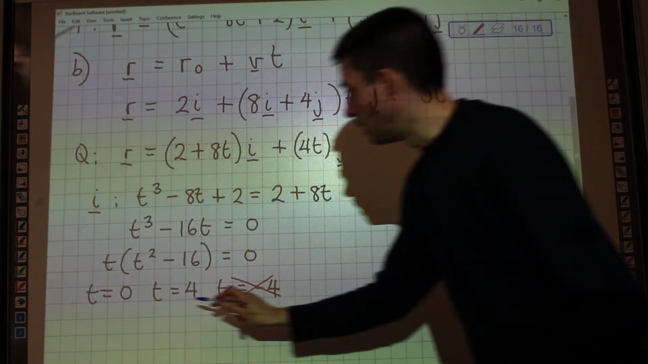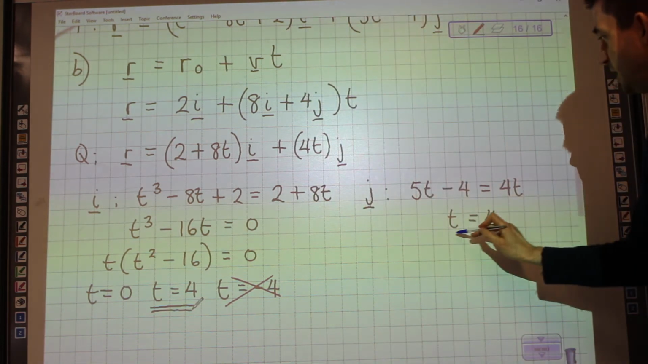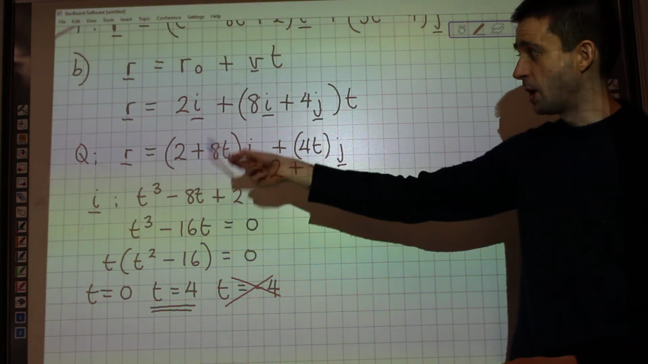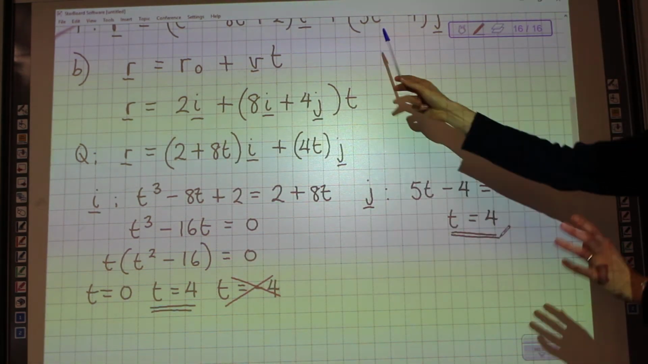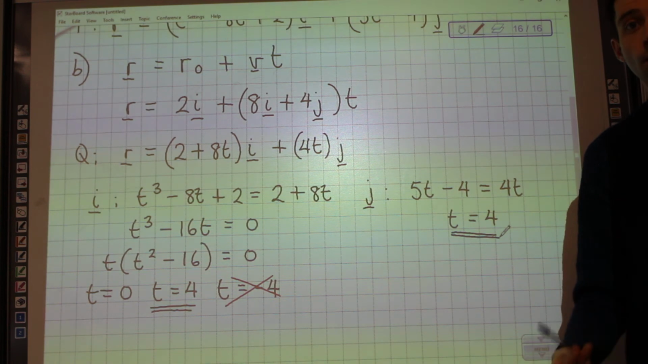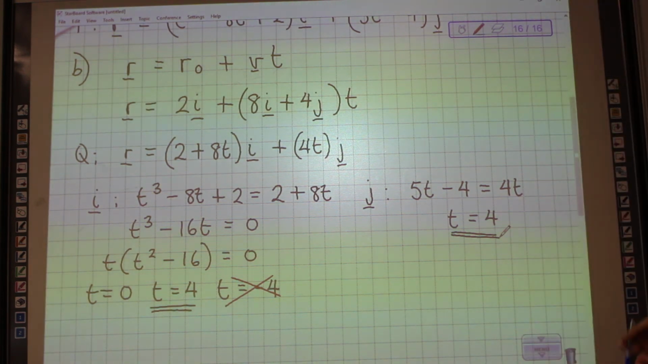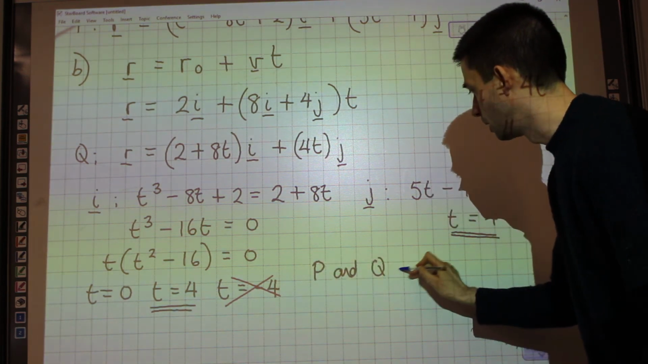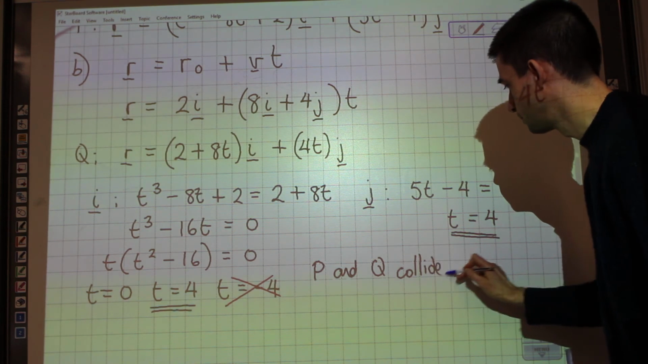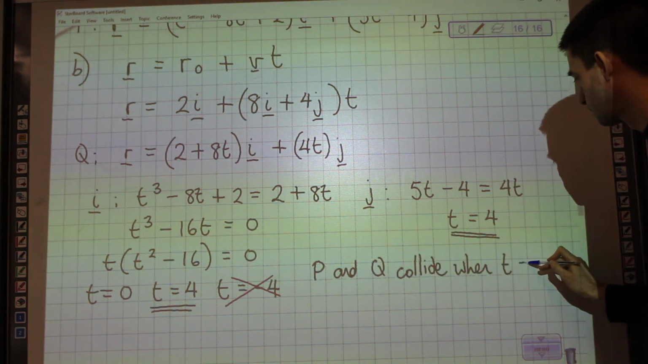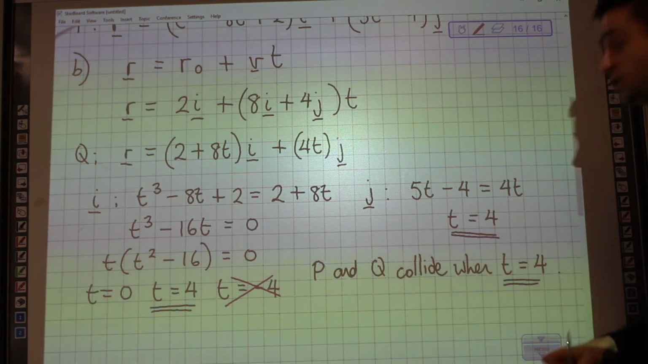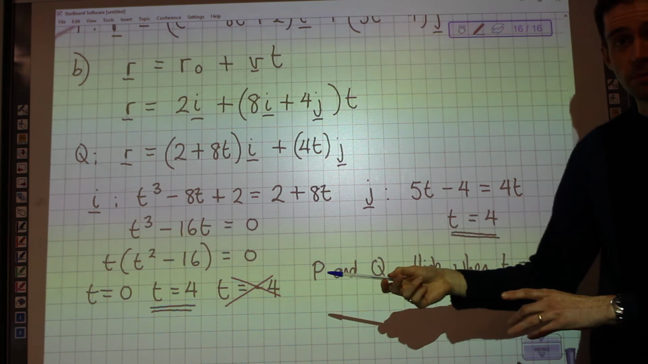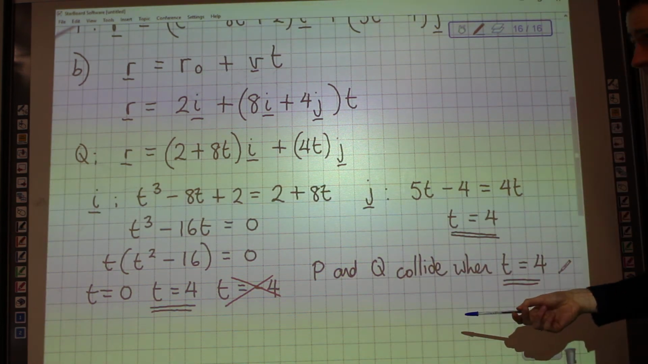So I've got a value of t that's consistent, that shows me that when t equals 4, p and q will have the same i component, p and q will have the same j component, which means that they are in the same place and they therefore collide. So I just need to write a little conclusion that says that p and q collide when t equals 4. They simultaneously have the same i component and the same j component, so they must both be in the same place.